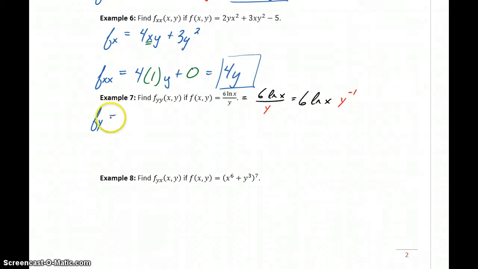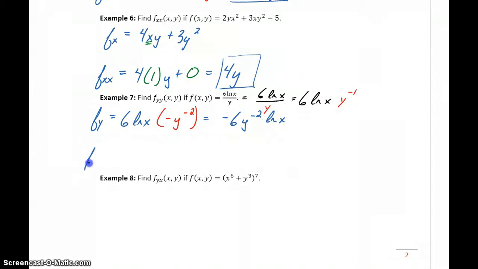So the derivative with respect to y will be 6 times the natural log of x, since we treat that as just that portion that's a constant multiple. And then we take the derivative of y to the negative first, which will become negative y to the negative second. Or we get negative 6 y to the negative second times the natural log of x.